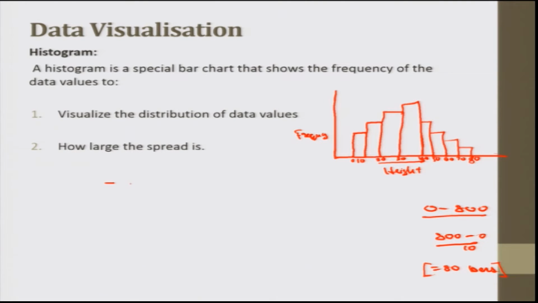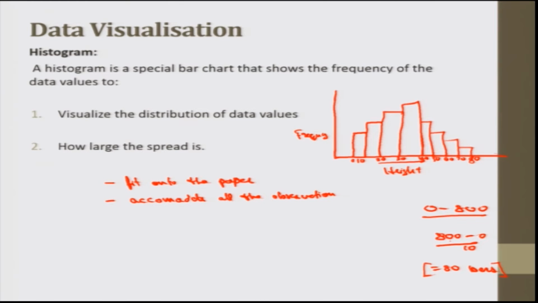Number one, the histogram has to fit onto the paper. Even if I am using software, 80 bars is not a very great idea to use. The next point is that it should accommodate all the observations, which means all the 800 values from 0 to 800 have to be accommodated.